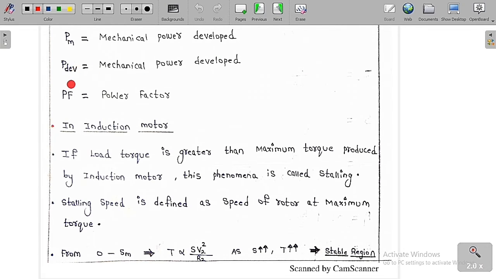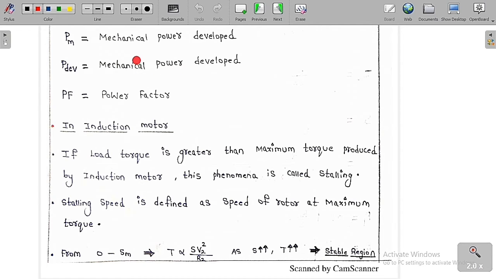So we can go for PM or P developed, both are same, which is mechanical power developed. You can use any of the notation. So P developed is nothing but PM, and mechanical power developed is equal to T into omega, as we have just seen. Whenever there is no friction and windage losses, the mechanical power output is just the power developed. Basically, shaft power is the mechanical power developed minus friction and windage losses, so the shaft power is always lesser than the mechanical power developed.